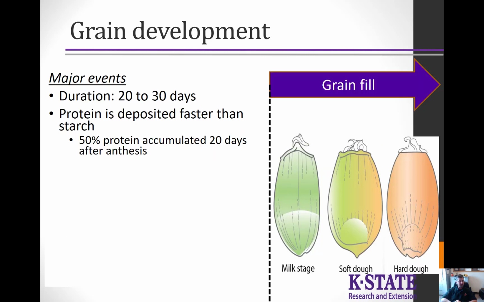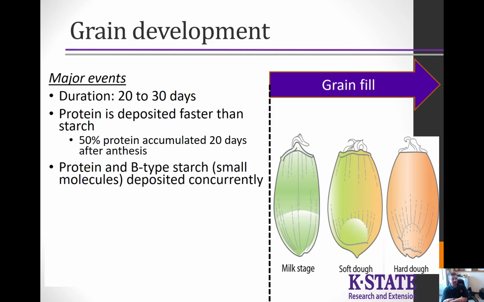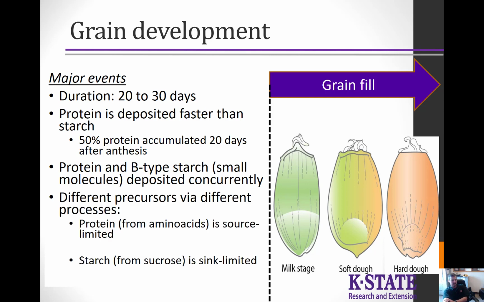Now during grain fill, your major events in that 20 to 30 days, that's how long this lasts, and it also starts about 20 days after flowering. You have protein deposited faster than the starch is being deposited. And about 50% of the accumulation of protein or nitrogen will happen about 20 days after anthesis. So that first 20 days, the first 3 weeks effectively, is when you're accumulating 50% of the nitrogen into that berry. Now, during that same time is when you're blending in the proteins of starch type B's. They're small molecules deposited concurrently at the same rate. Now, different precursors via different processes.